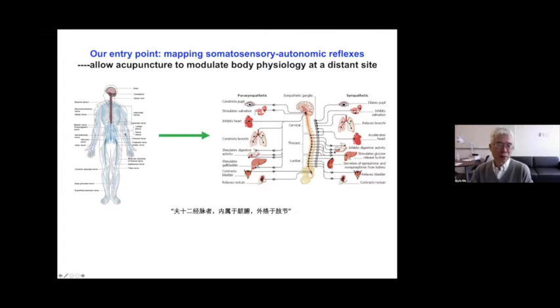In our field, we call this the autonomic dimension of pain. We know that dimension exists, but very few people have really studied this connection: how somatosensory stimulation can make a functional connection with the autonomic system so that you can distantly modulate body physiology. That's exactly what the meridian channel or acupuncture practice proposes. You stimulate the body's somatic tissue and can distantly modulate body physiology. So this is our entry point into the acupuncture field. In some sense, it's to study the autonomic dimension of pain.